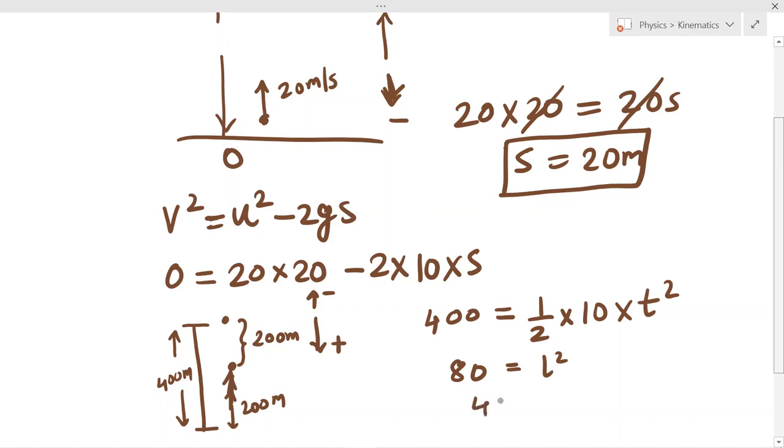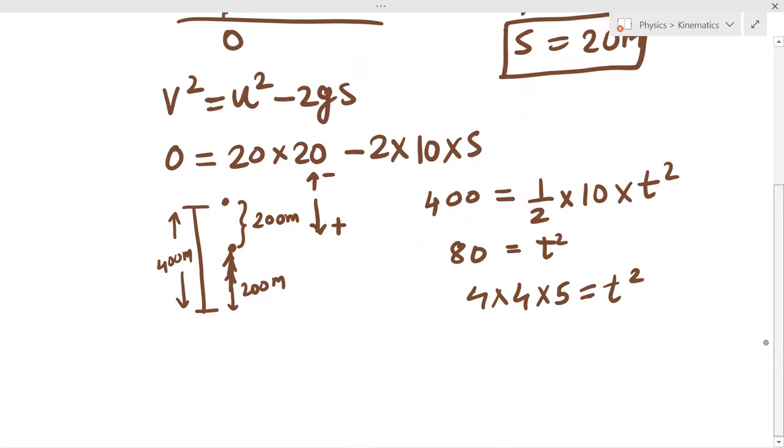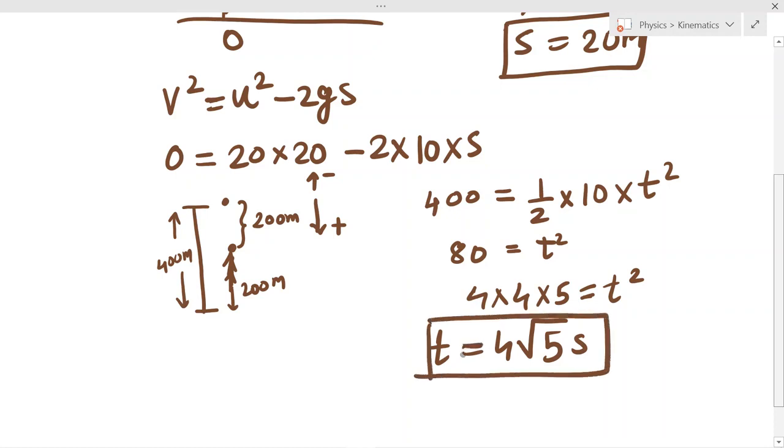So now this becomes 4 into 20, which is again 16 into 4 into 20. So 20 can be written as 4 into 5. So this is t square. So now t becomes 4 root 5 seconds. So it will take 4 root 5 seconds to reach the ground.